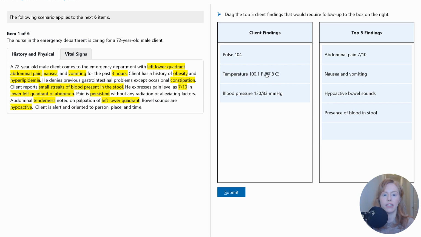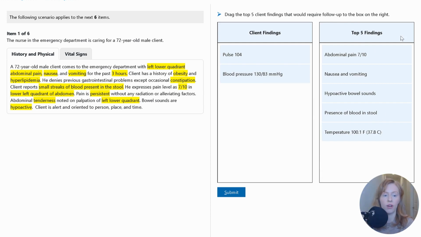But then when I look at the temperature, 100.1, now this is becoming really concerning for some infectious or inflammatory process. So I'm going to include that one in my top 5. And I'm satisfied that these are the 5 I'm going to follow up on. There's something I want to do about each of these findings.